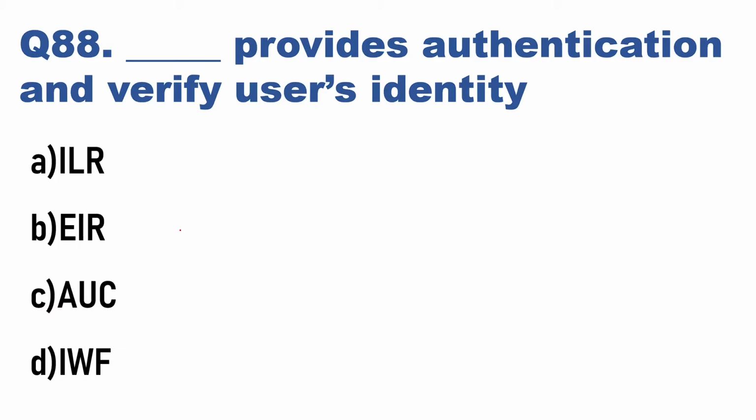Dash provides authentication and verifies users' identity. This is a question from mobile communication. So here the options are ILR, where ILR means interworking location register, then EIR, which is equipment identity register, then AUC, which is authentication center, and IWF, which is interworking function. Now, out of these four, the one that provides authentication and verifies user identity is AUC, that is authentication center. So option C is the right answer, AUC.